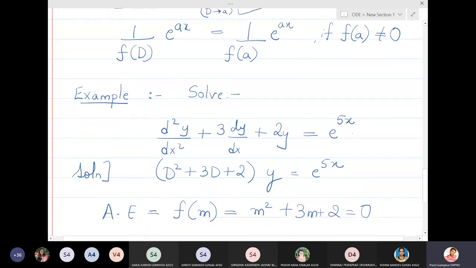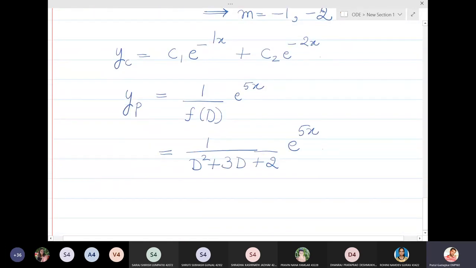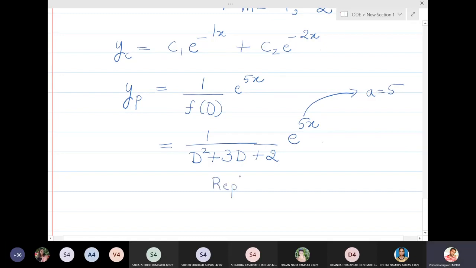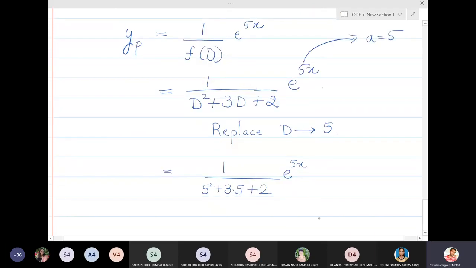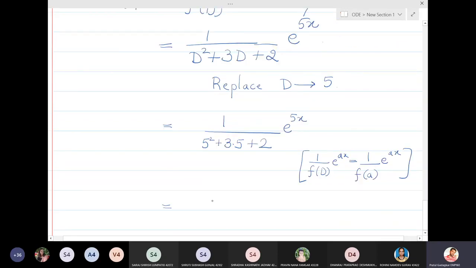So what is it equal to? Who is a here? Your a is 5. See that a is 5. So replace d by 5, which is equal to 1 upon 5 square plus 3 into 5 plus 2 e power 5x as it is. What formula have I used here? I will write it again: 1 upon f of d e power ax is equal to 1 upon f of a e power ax. Don't forget this e power ax. Okay, e power ax remains as it is, which is just 1 upon 25 plus 15 plus 2, whatever that constant is.